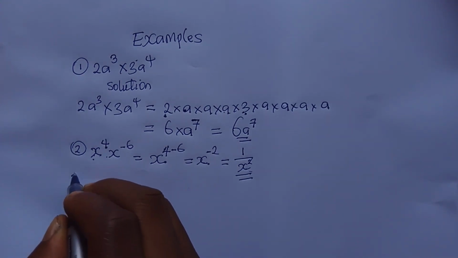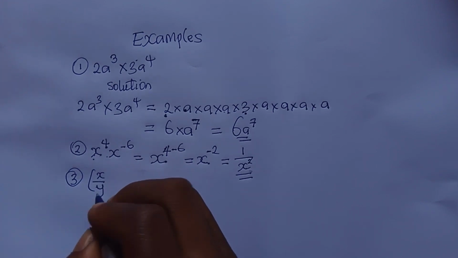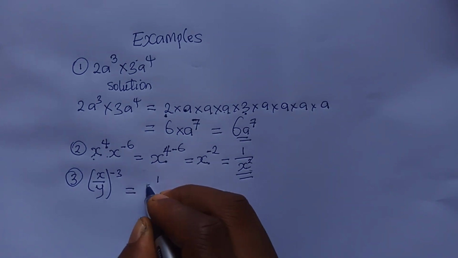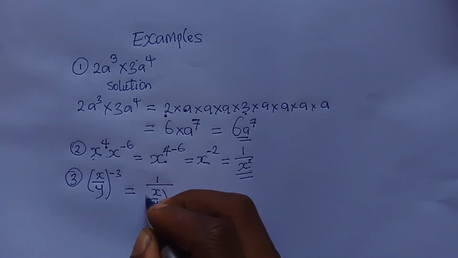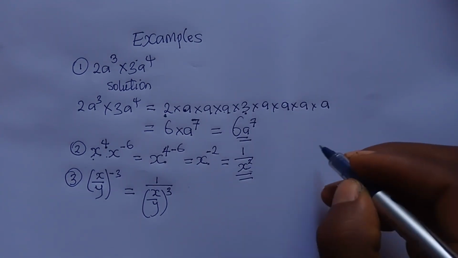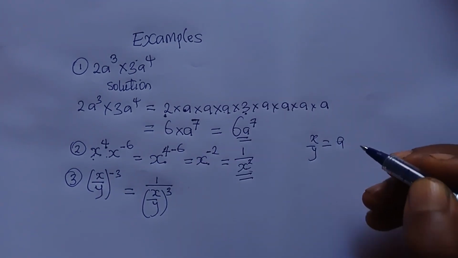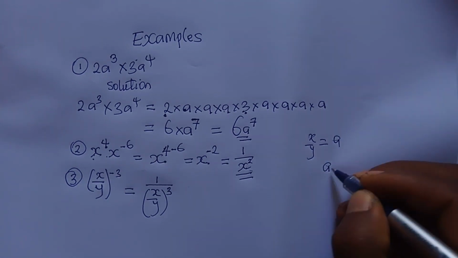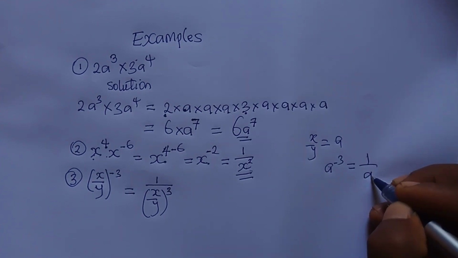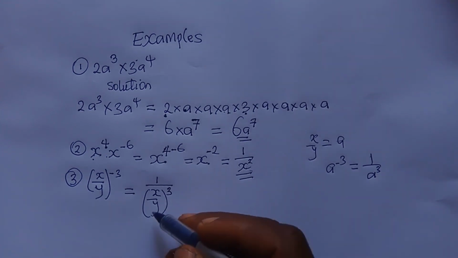Now, example number 3. Assuming we have x all over y raised to power minus 3. This is the same thing as saying 1 all over x all over y, everything raised to power 3. This is because, don't forget that you can say let x over y be equal to a. Therefore, this question can be written as a raised to power minus 3. And you know that a raised to power minus 3 is the same thing as 1 all over a raised to power 3. So if you have this problem, you just convert it in this format.